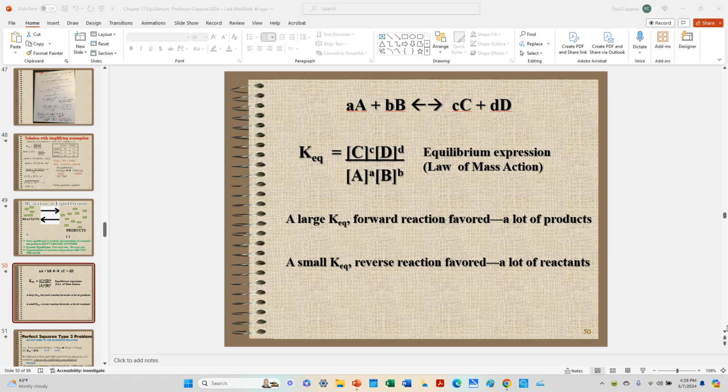And now we go to slide 50. This is just a review. Here's our equilibrium expression. And just reviewing what I said before, large K means the forward reaction is favored, you get a lot of products, which is the C and D. If you have a small K, that means the reverse reaction is favored, and you have a lot of reactants.